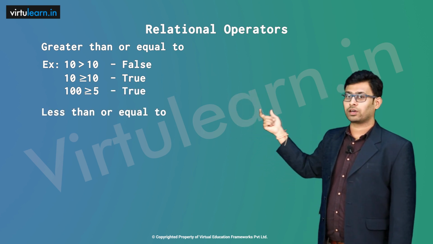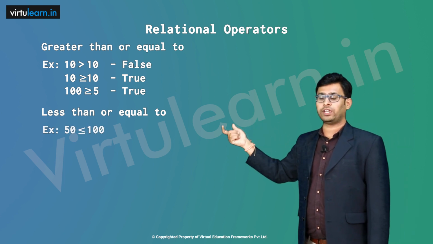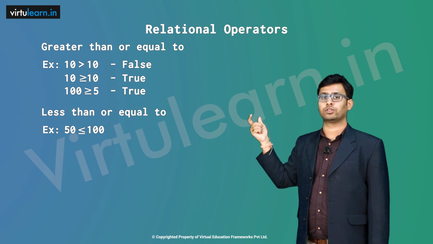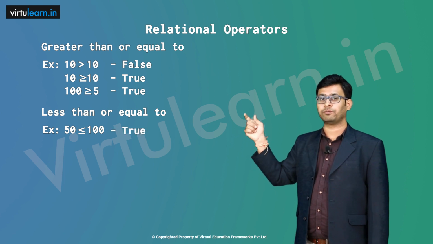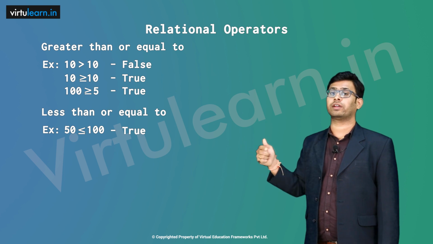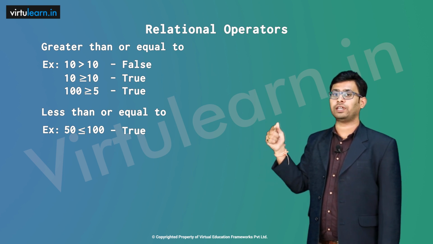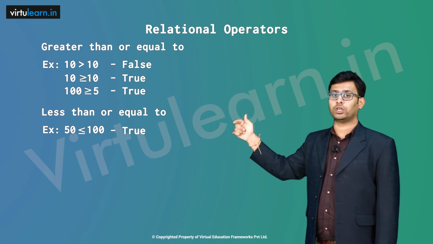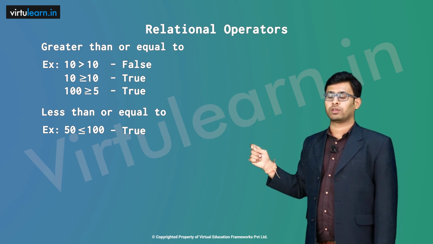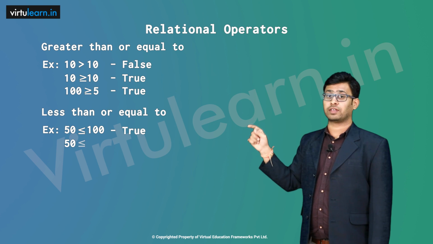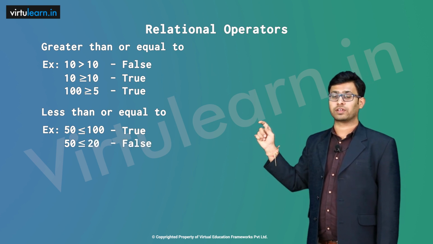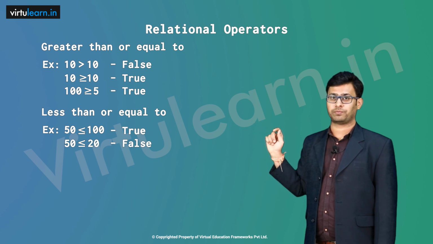Next, less than or equal to. 50 is less than or equal to 100. The answer is true because 50 is less than 100. What about the equal to sign? I am saying it as or. 50 less than or equal to 100. Obviously the result is true. 50 is less than or equal to 20? No. The result is false.